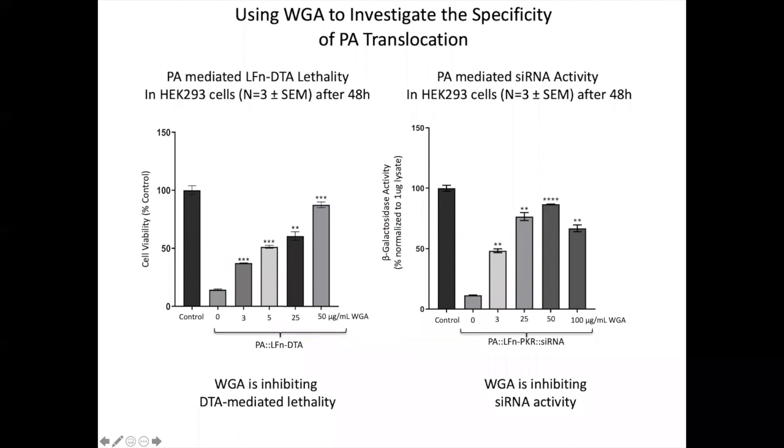You can see here that we are looking at the inhibition of inhibition. So we got a double negative. Here is cell kill from PA plus LFN DTA, and here is the diminishing cell kill after treatment with wheat germ agglutinin. Well, okay, that still doesn't tell us that we aren't bursting membranes. We see the same effect with siRNA.